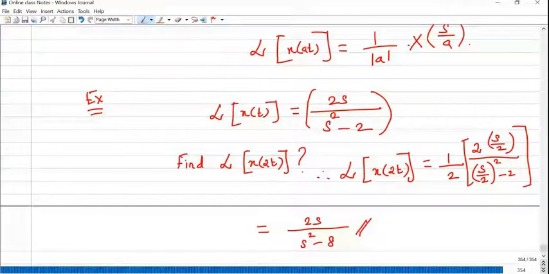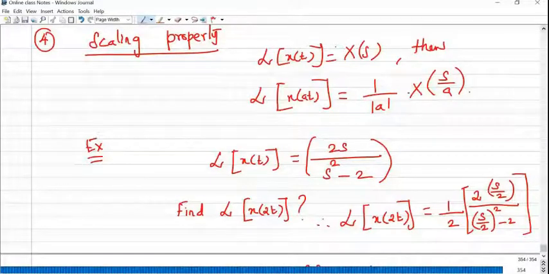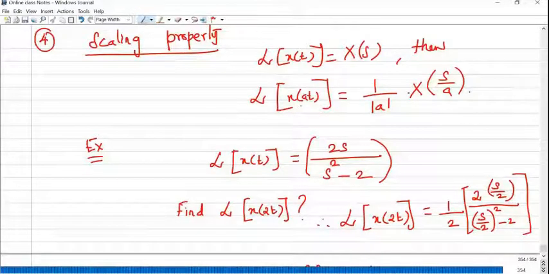Just a simple example to understand the scaling property. X of t, x of s, x of a t, the result is 1 divided by modulus a, x of s by a. X of s by a represents that wherever s is there in your x of s expression, all the s should be replaced by s by a. In this example, a is 2, so this s is replaced by s by 2, this s is replaced by s by 2, and simplify, that is your result.